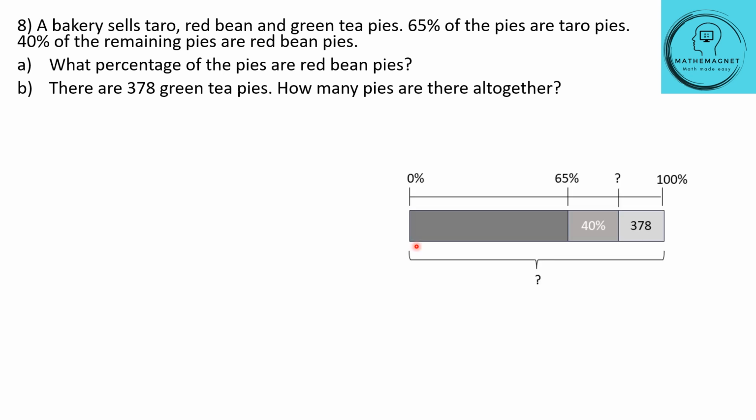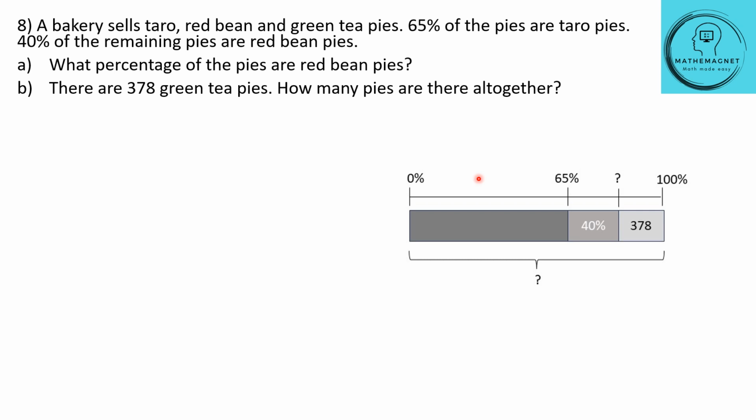Now out of all the pies the bakery sells, we know 65% is taro pies. So this portion is taro pies, the dark grey portion. And then we have 40% of the remaining pies are red bean pies. So of this remaining, this much, 40% of the remaining, is red bean pie. It is not 40% of the entire, it is 40% of this remaining portion, 40% apart from this 65%. Okay. So this portion is red bean pies.